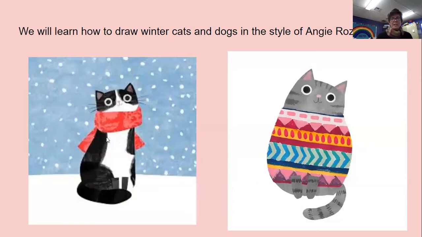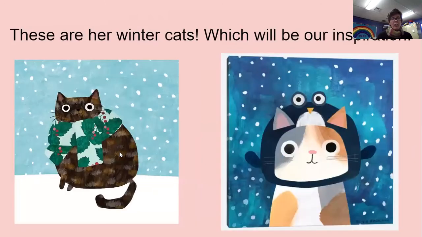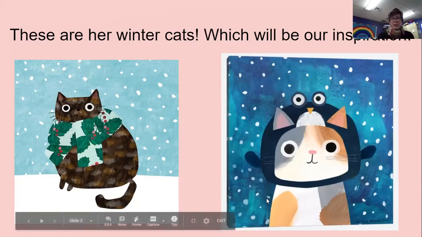I also notice how her cats are all different. Some of them have texture in them. Like I think this one might be a calico cat. And some of them have spots.